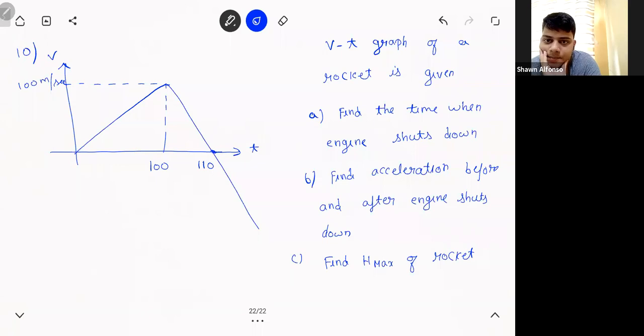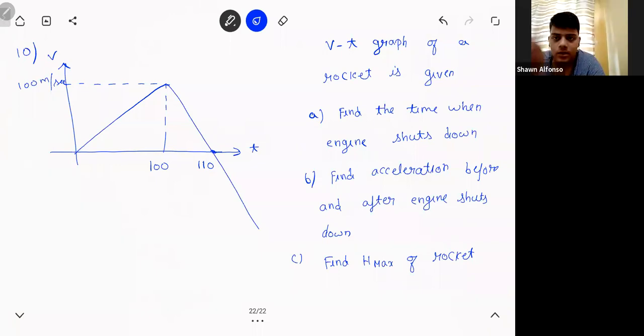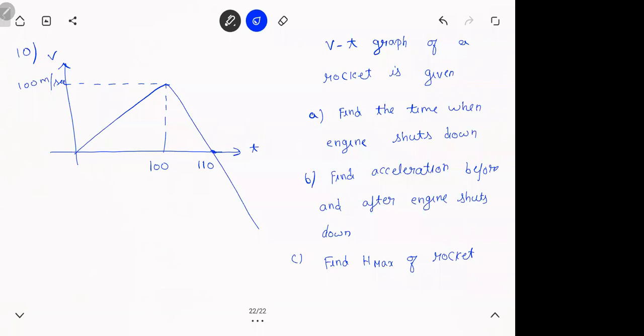Sir, the graph, after the slope, is going after 110. So sir, it does not start from 0 here. It does not begin from 0. It begins from 0. No, it's touching the origin, right? Yeah, sir, but then the graph is going down. It's going negative, na, sir? So negative means what? If velocity is negative, it means what?